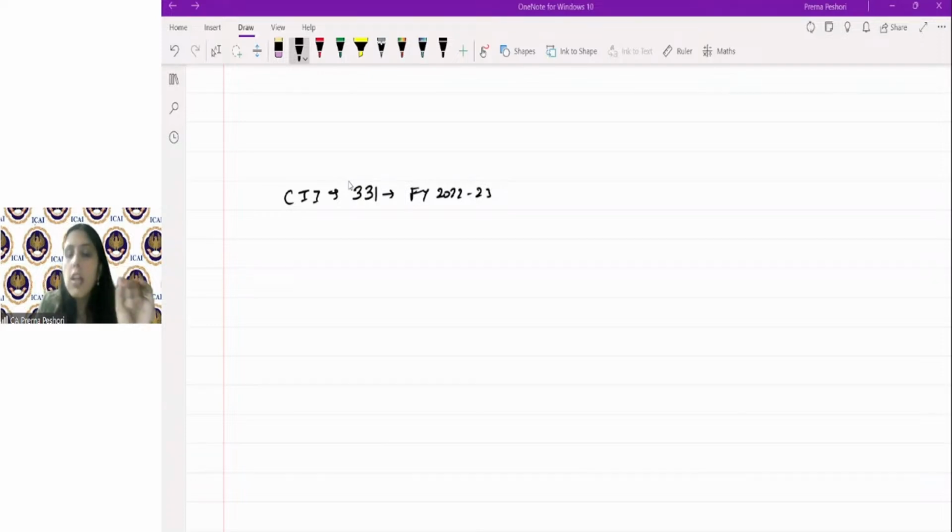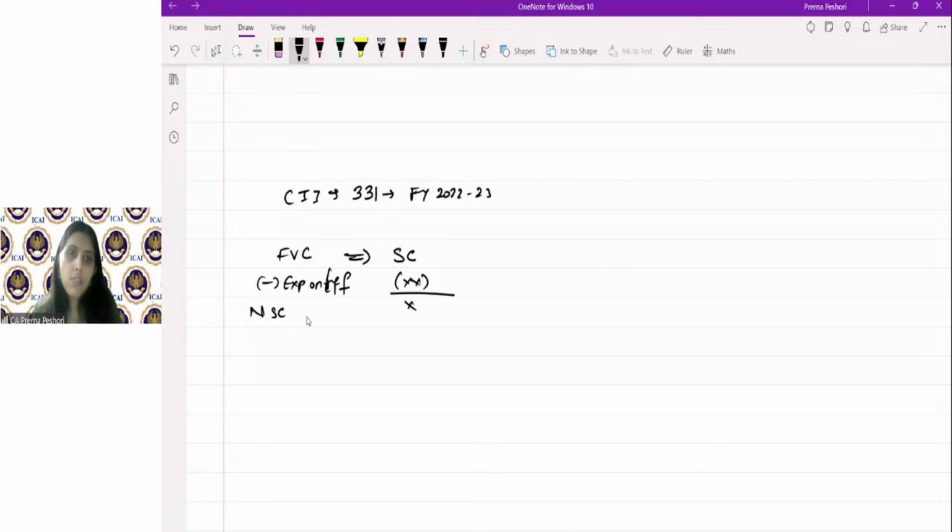Now the income chargeable under the head capital gain, you will also reduce the expenditure incurred wholly and exclusively in connection with the transfer. So this is how you make your computation. Full value of consideration is your sale consideration less expenses on transfer, right? This will give you net sale consideration less indexed cost of acquisition less indexed cost of improvement or cost of improvement. This will give you long-term or short-term capital gain. Clear?